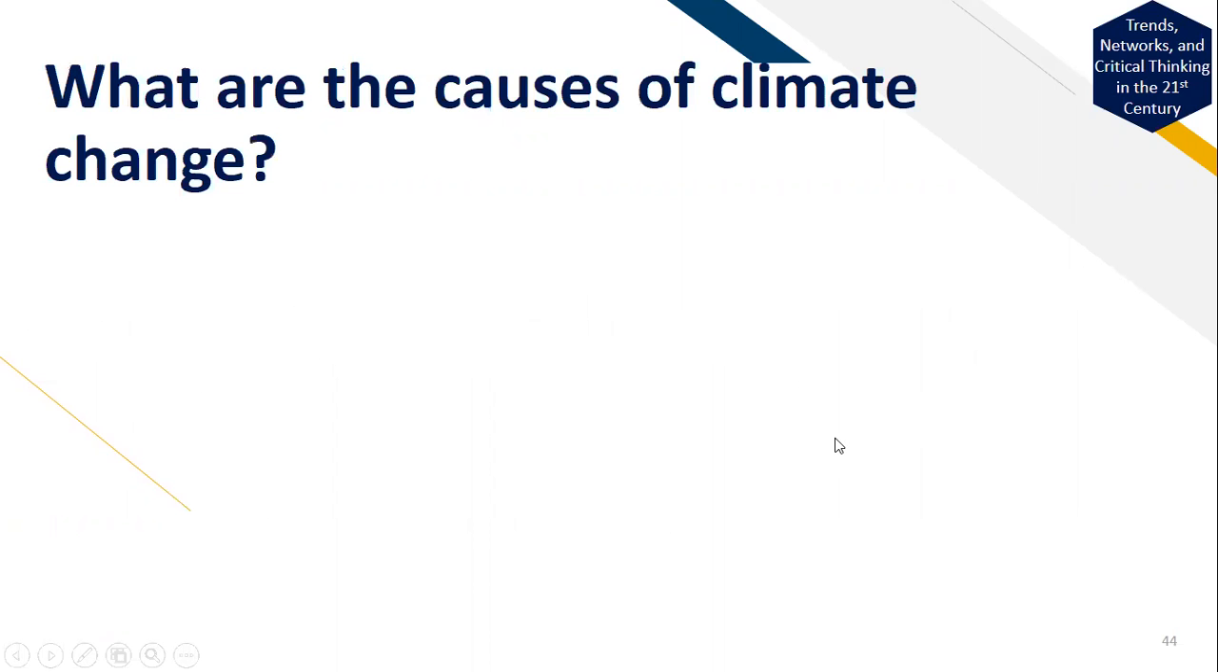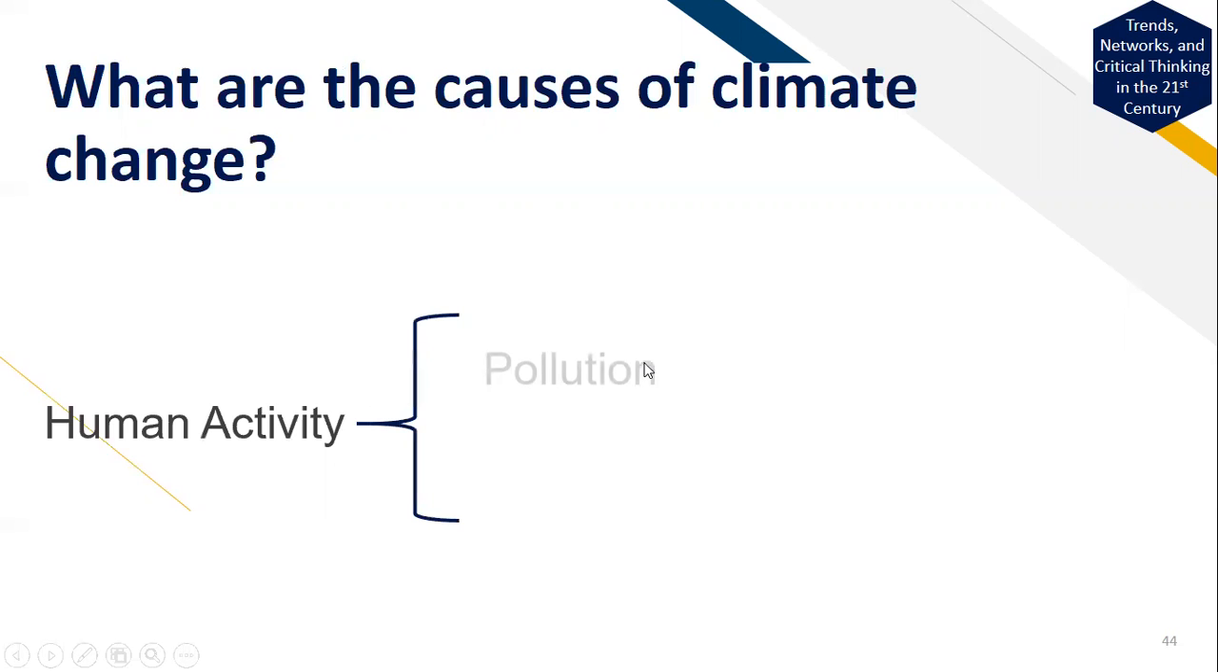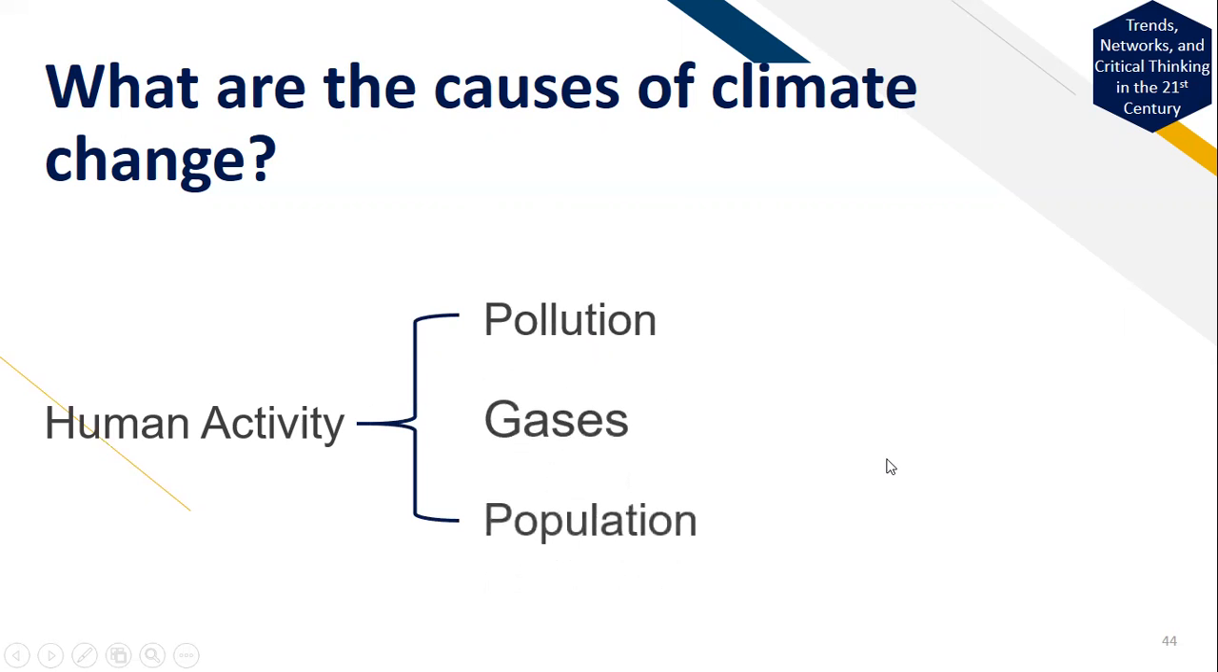Okay? So next, so what are the causes of climate change? So ano-ano ba yung mga causes ng climate change? So number one is of course mainly human activity, which we can all agree on. No? Human activities naman talaga ang main causes ng climate change. Hindi mo masasabing animal activity kasi hindi naman natin katulad mag-isip ang mga ibang hayop. Okay? So under this, we have pollution and gases and population.